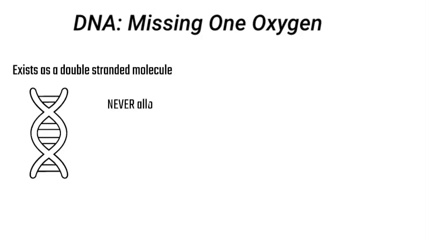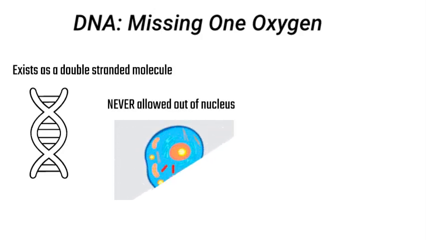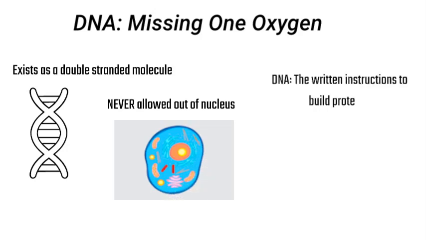DNA exists in the cell as a double-stranded, double-helix molecule. It's never allowed out of the nucleus. DNA is an information storage molecule, storing the information of how to build proteins. It's what we often call genes.